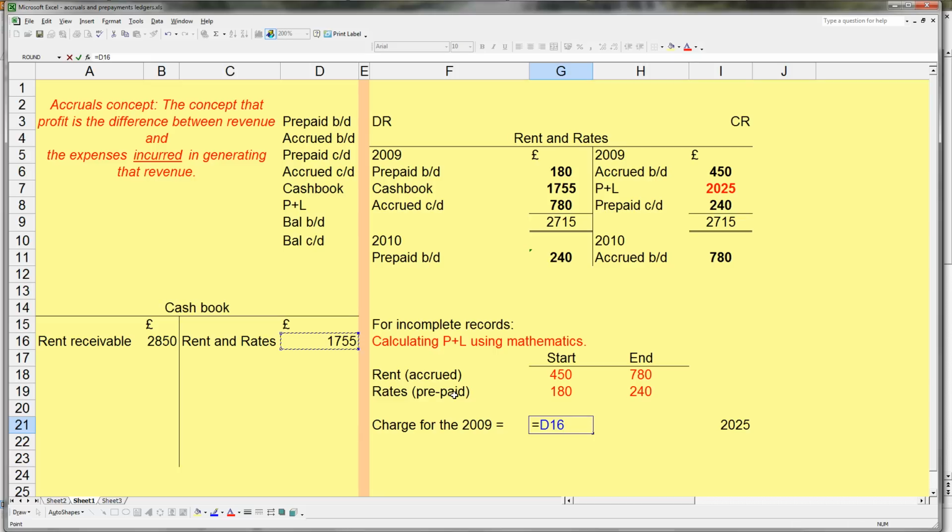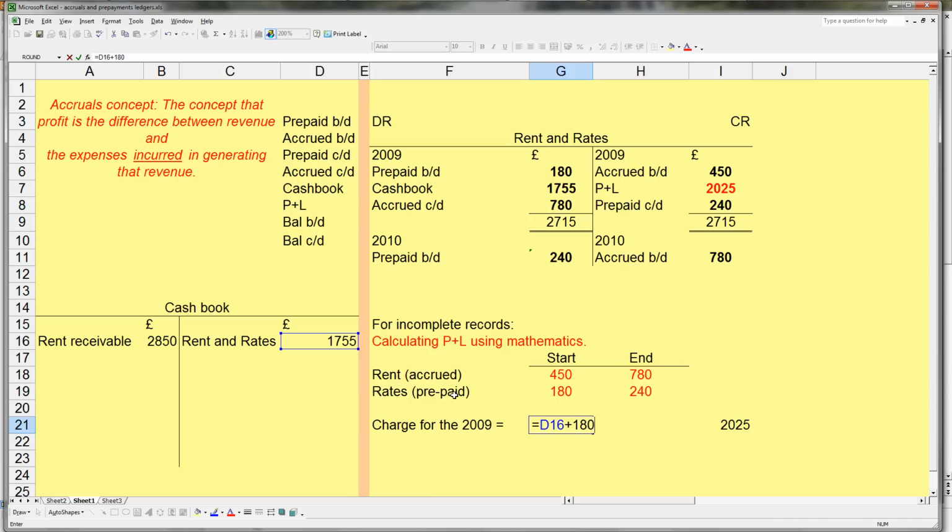What about the 450? Well, accrued at the beginning of this year. If it was an accrual at the beginning of this year, it means we didn't pay enough. So the 450 was owing for last year. It does not relate to this year. So if 450 is accrued at the start of this year, it means that when we pay the 1755, £450 of that amount will be applicable to last year. So that must be subtracted. The 780 is an accrued at the end of the year.